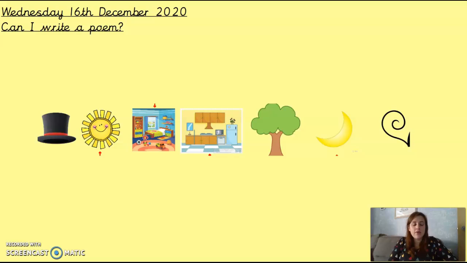So, yesterday we wrote our first 2 stanzas, and today we're going to write a few more. So, again, have a go if you can remember what the next few symbols mean on our map.